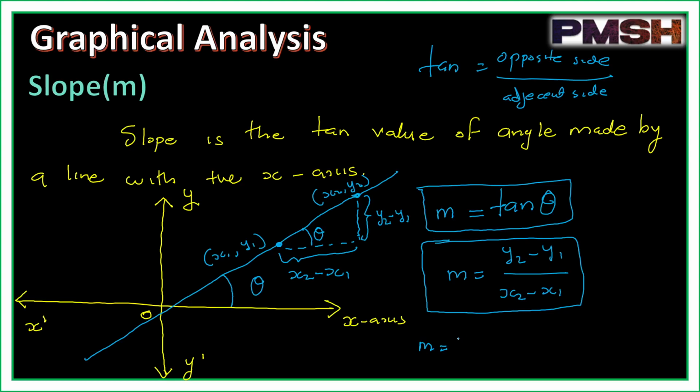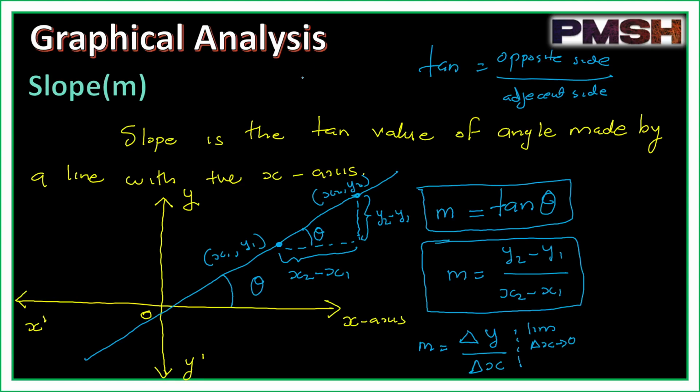Change in y coordinate. Change is represented using the letter delta. Okay, this letter is called delta. Delta means it is change. So change in y by change in the x coordinate, isn't it? If this delta x is very small, that is a mathematical concept called limit. That is limit delta x tends to 0.